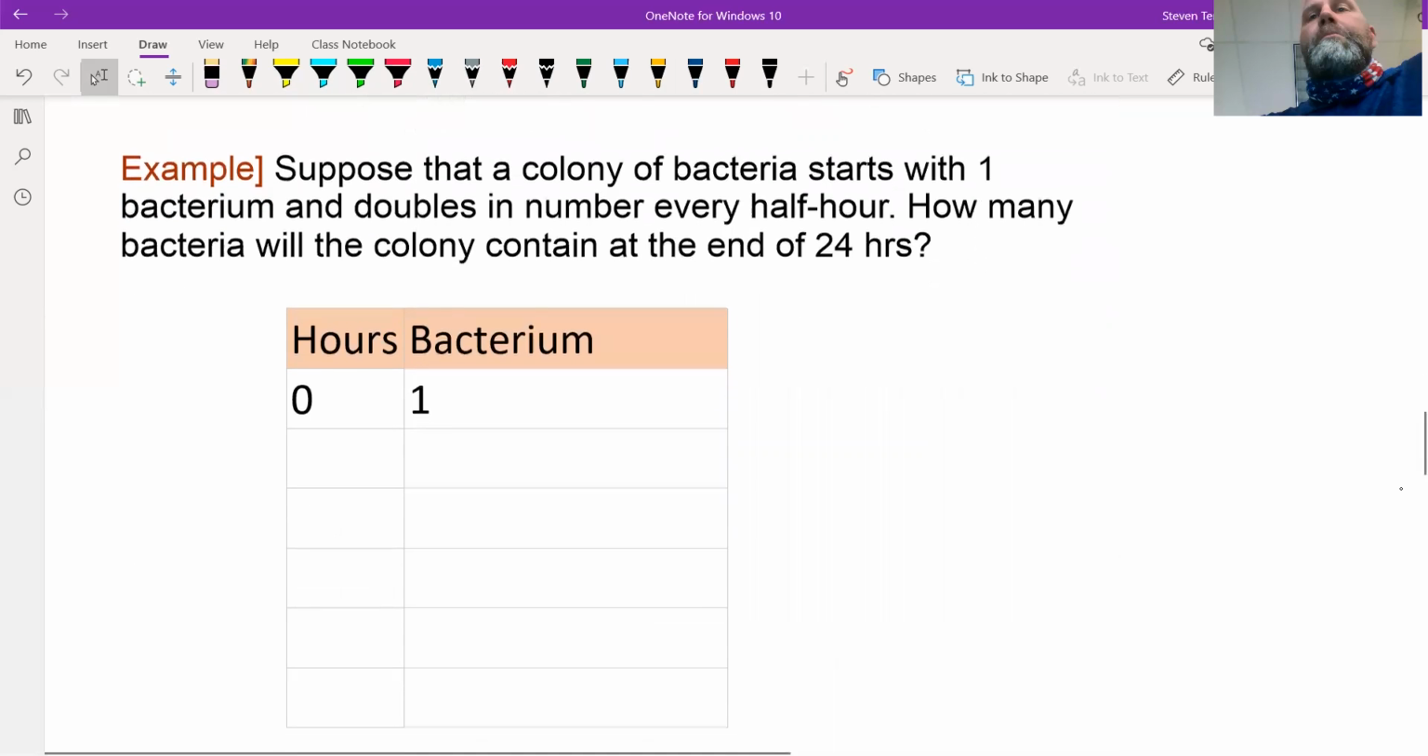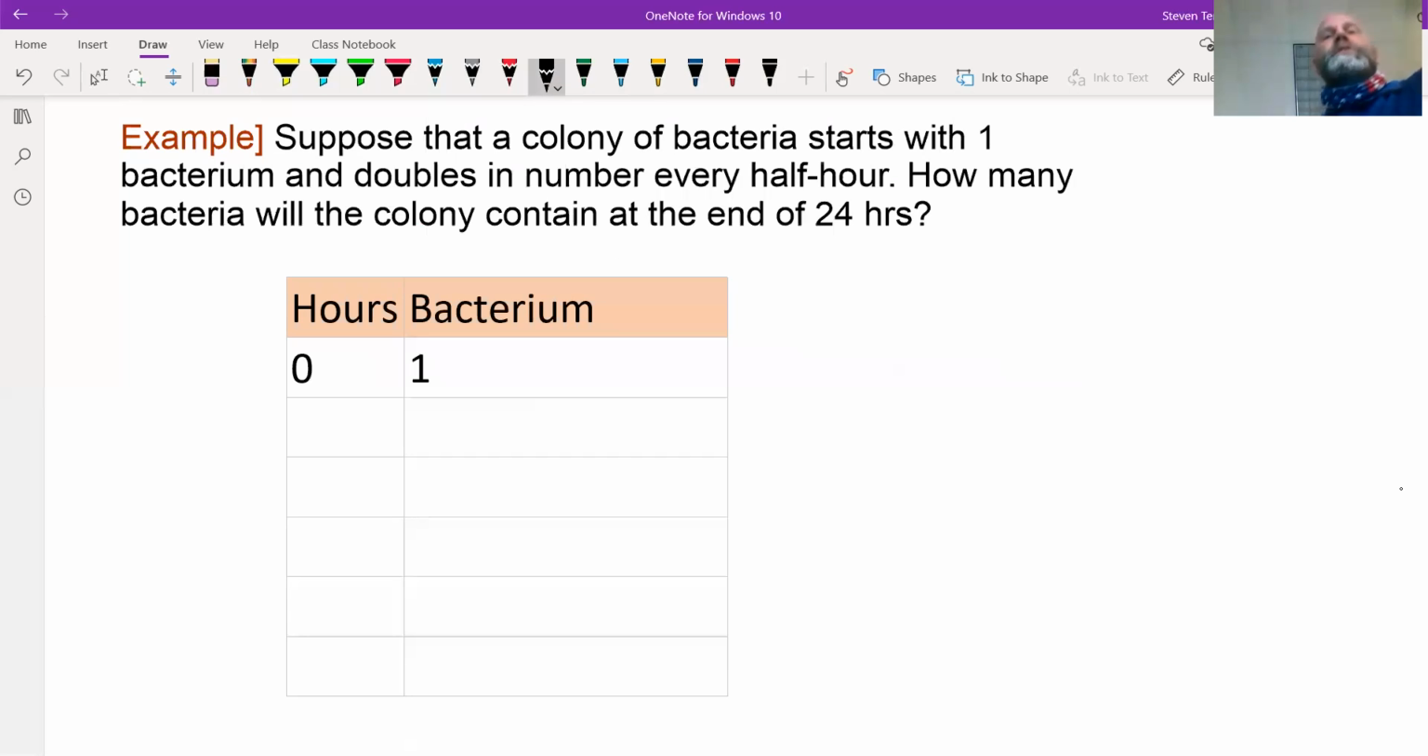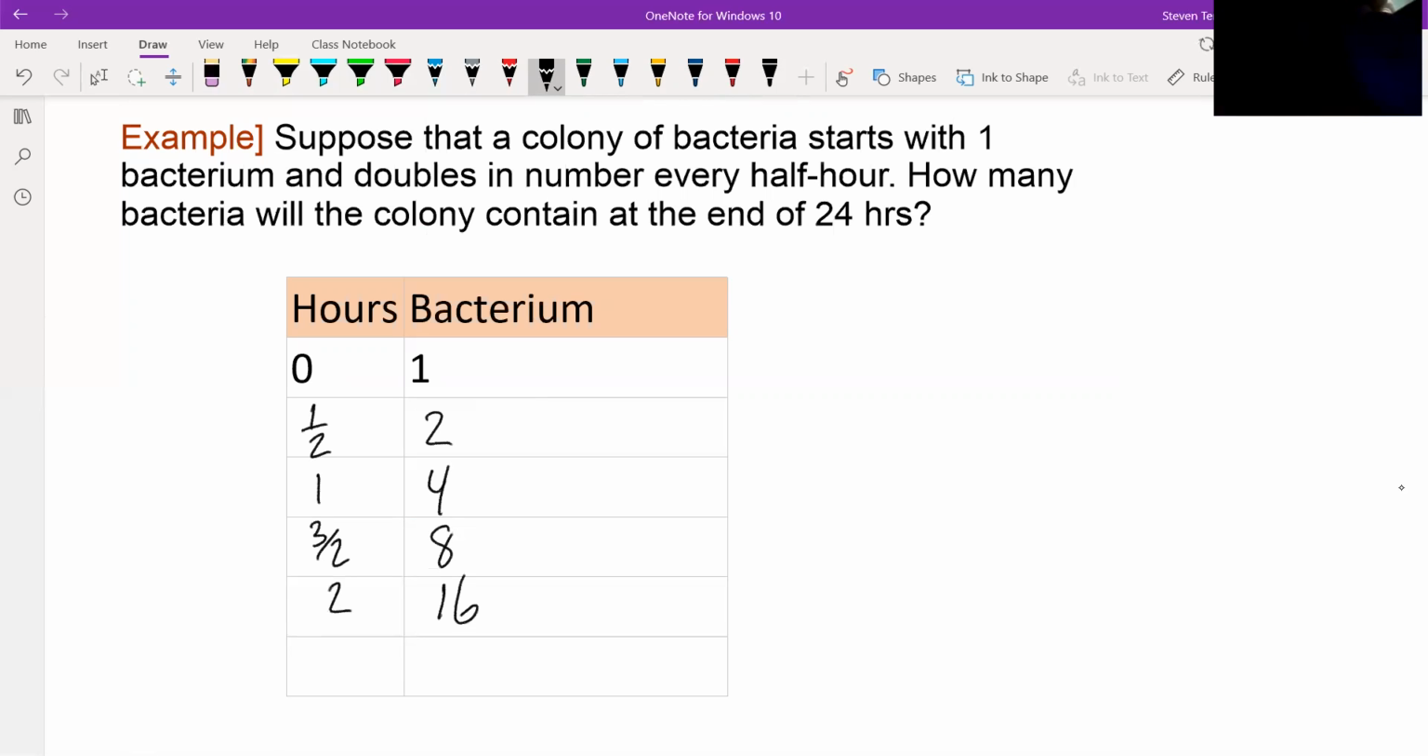Suppose that a colony of bacteria starts with 1 bacterium and doubles in number every half hour. How many bacteria will the colony contain at the end of 24 hours? Okay, well, let's just do a little table to model this colony of bacteria. When hours is 0, you have 1. And then when it's a half hour, it's going to double. And then another half hour, 4. And then 3 halves, double 4, you get 8. Then you get your 2 hours, and it's going to be 16. And then you get your 5 halves, you get your 32.